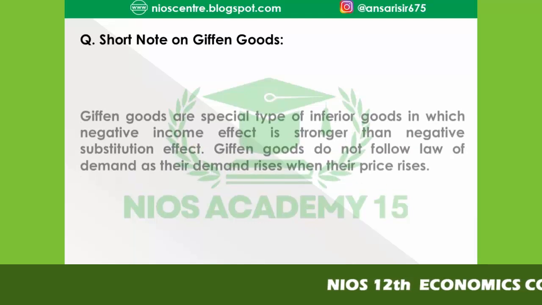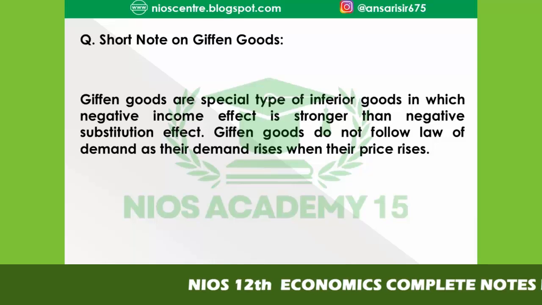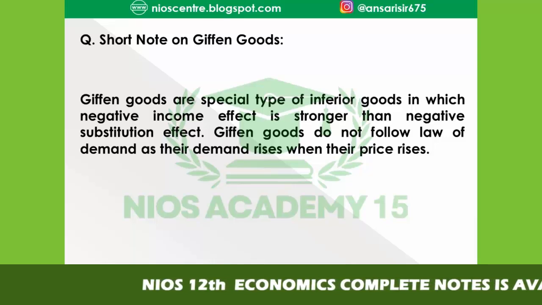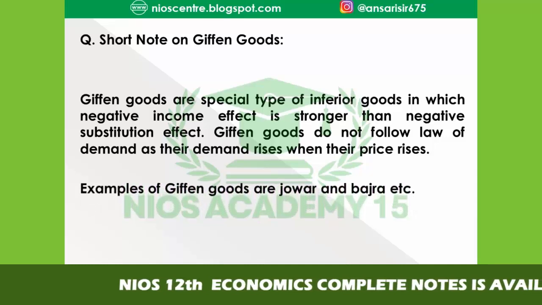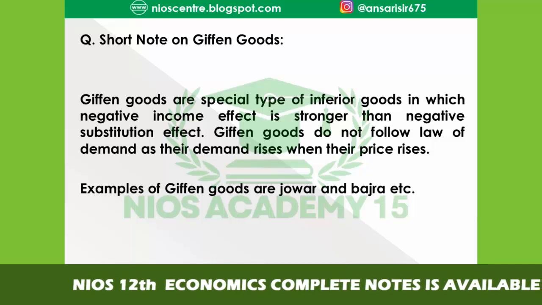The question is, short note on Giffen goods. And the answer is, Giffen goods are a special type of inferior goods in which the negative income effect is stronger than the negative substitution effect. Giffen goods do not follow the law of demand, as the demand rises when the prices rise. Examples of Giffen goods are jowar and bajra, etc.